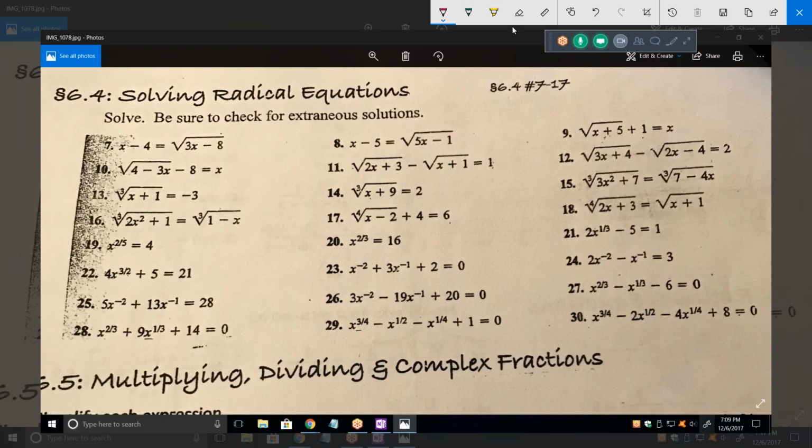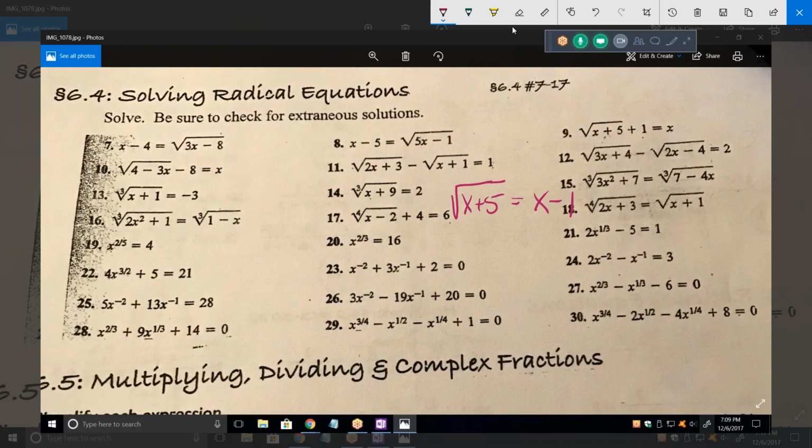So you have to subtract the 1 to the other side? Yeah, you got to isolate that. In other words, you cannot square both sides until you get the radical sign isolated. So I'm going to end up with this: the square root of x plus 5 equals x minus 1. Now what?